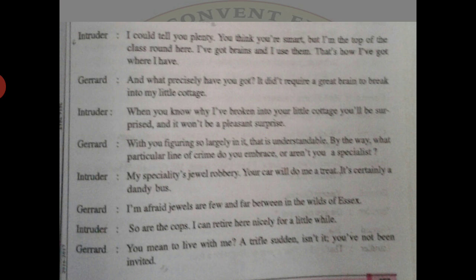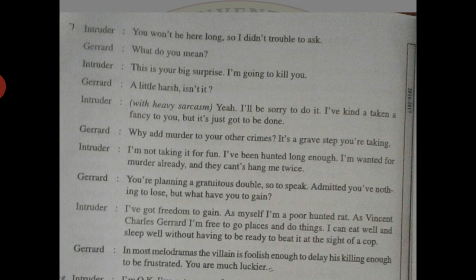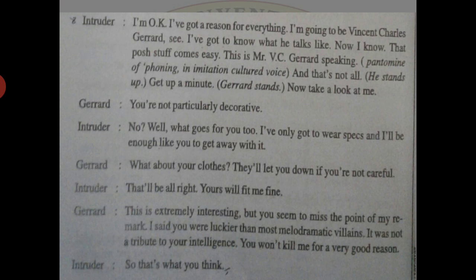Then the intruder gives him some information about himself, and says that he is a jewel thief. The police is after him because he once killed a policeman. So some information was being given. Then the intruder says he cannot sustain until and unless he kills Gerard. He does not want to kill Gerard, but he will have to because he wants to live as Gerard in the cottage.